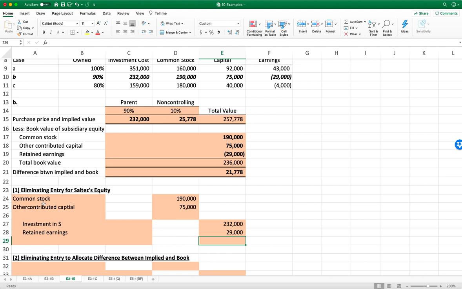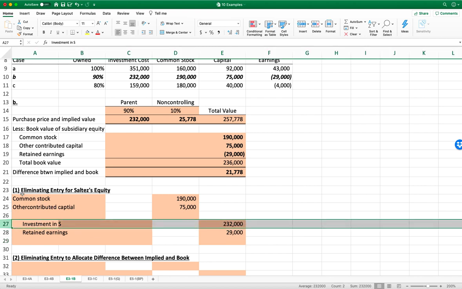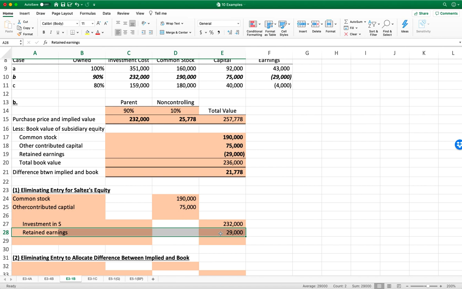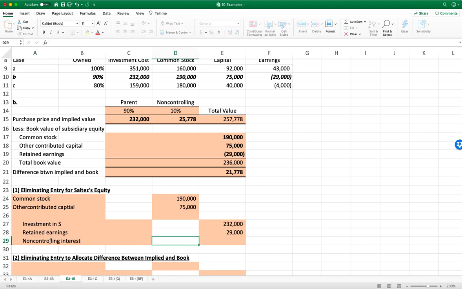Okay, so we again got rid of investment in S, got rid of our subsidiary's equity using these lines, and now we have the new part. The new part is we need to actually create a new equity account called non-controlling interest. So a new equity account would be a credit. And the amount of that account can be found in our computation and allocation of differences schedule. We just calculated it. So the value of the non-controlling shares is $25,778.